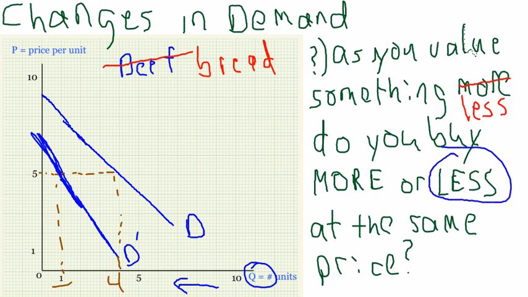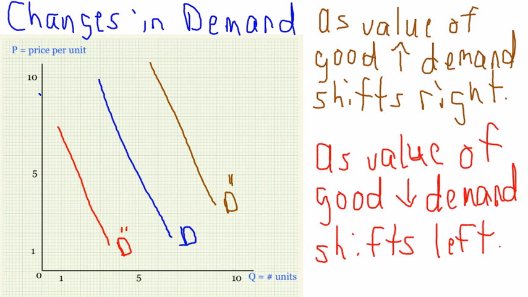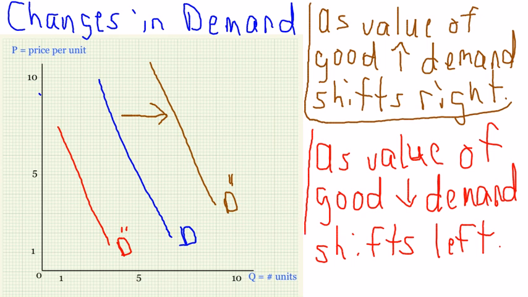And thus from all of this, we conclude that as the value of a good increases, then our demand curve shifts to the right. And as the value of our good decreases, the demand curve shifts left.